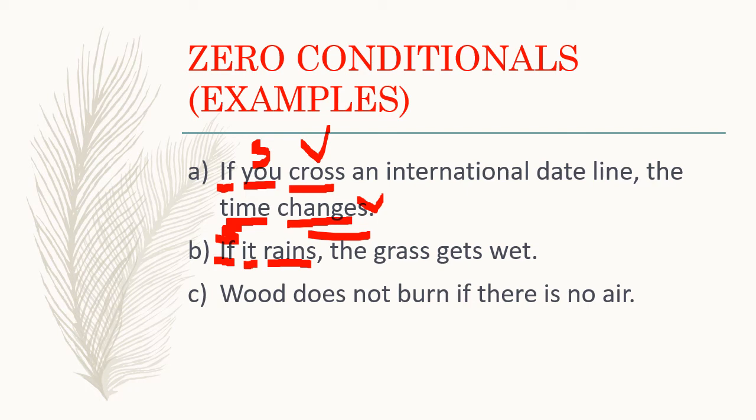So correct ang pattern sa if clause. Sa main clause, the grass gets wet, the subject is the grass, and then you have the verb gets, okay, which is also in the simple present form. And that is a zero conditional because it's true. Siyempre, kung mag-ulan, ang result would be ang mga hilamon mabasa. Of course, if they're exposed to the rain. Okay? So, letter B is a legit example of zero conditional.